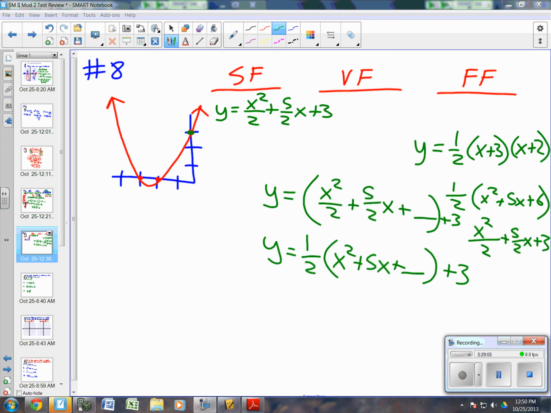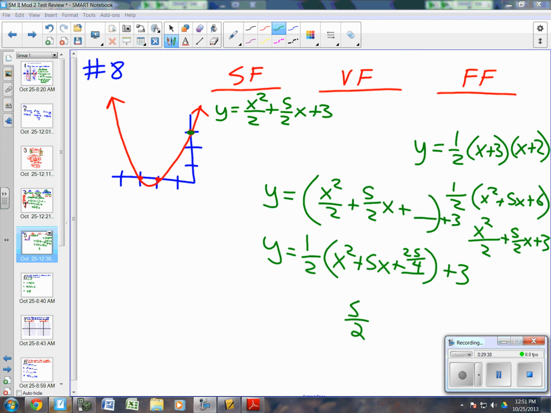Okay. Now, to get the perfect square, how do I do that? Divide it by 2 and square it. What's half of 5? Leave it as a fraction, 5/2, right? If it's an odd number, just put a 2 under it. 5 divided by 2, right? Square that. What's 5 squared? What's 2 squared? 25/4. Now, 25/4 is the same thing as 6.25 or 6 1/4.